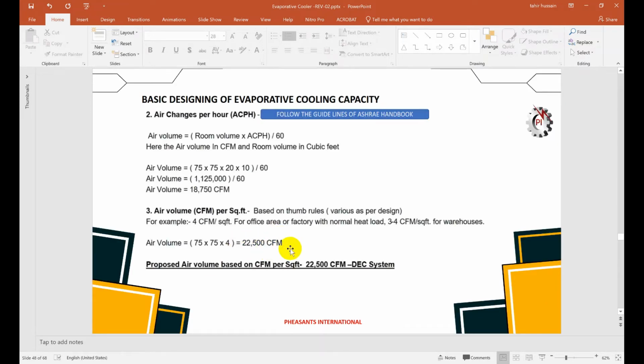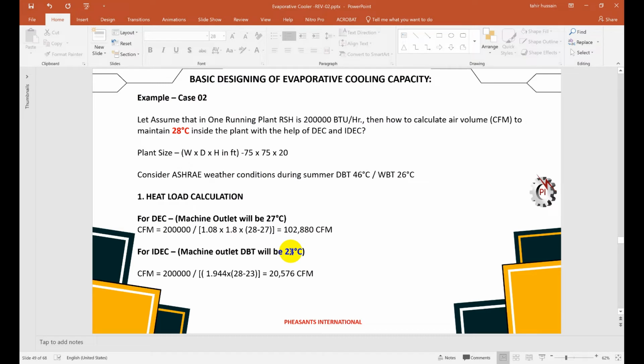So this is the highest airflow, because this is a food area. So we will go for the higher airflow. That is 22,500 CFM by using the thumb rule, and we will use the DEC system. Not important is the IDEC system, because the air changes are more important. So we will go now to the next case study.